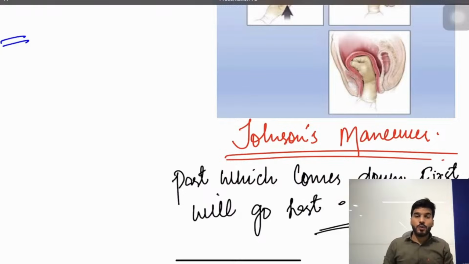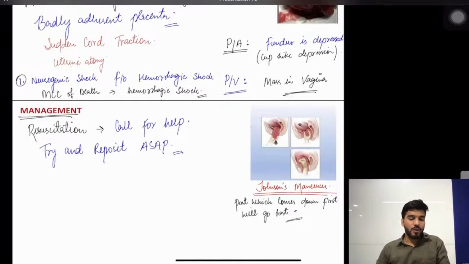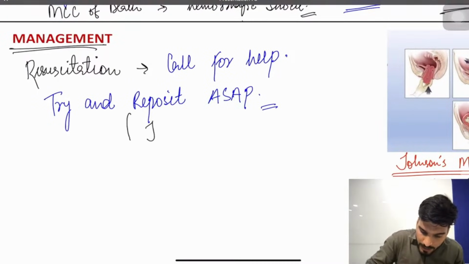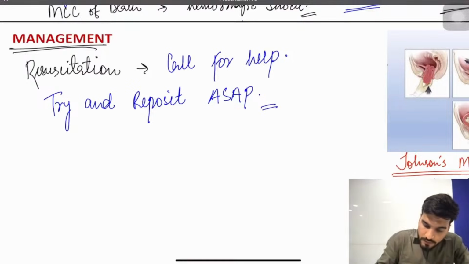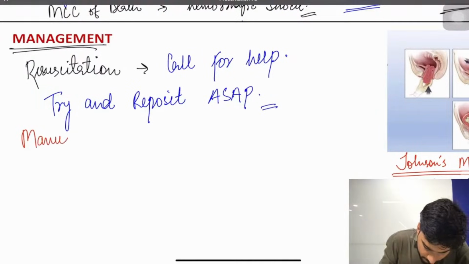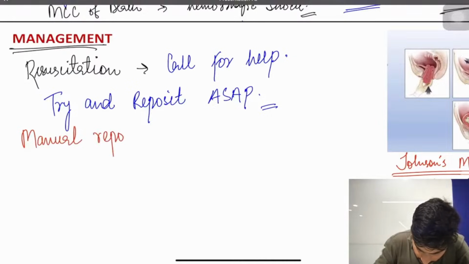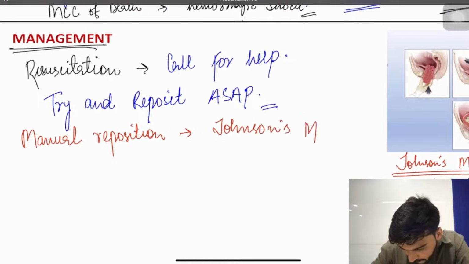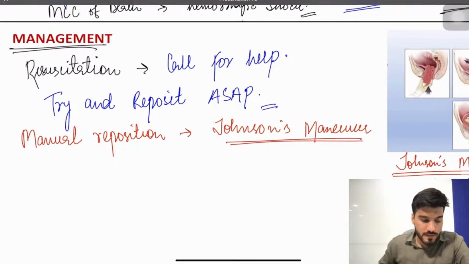Question was asked, in a case of uterine inversion, what's your first step? Resuscitation was not given in an option. Your answer goes to Johnson's maneuver. We have one outdated method as well. यहाँ पे क्या करेंगे? Use manual reposition. Write it down. So we are going for a manual reposition, which is called Johnson's maneuver.